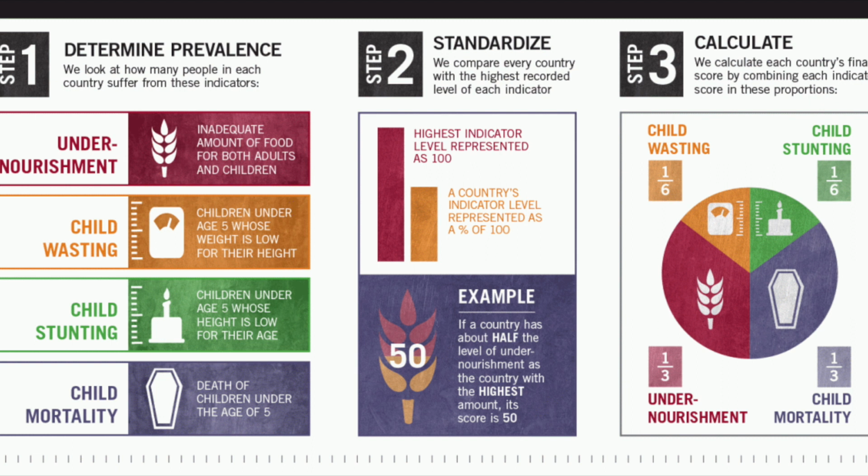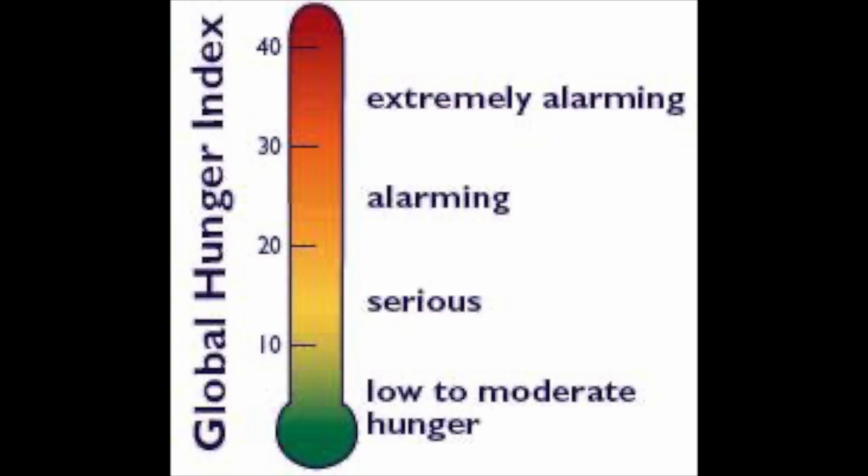Essentially, the data on undernourishment is collected by the UN Food and Agriculture Organization, FAO, while the wasting and stunting information is collected by UNICEF, WHO, World Bank, and demographic and health survey programs. The mortality numbers are taken from the United Nations Inter-agency Group for Child Mortality Estimation. Based on these values of the four indicators, the GHI determines hunger on a 100-point scale, where 0 is the best possible score and 100 is the worst. Each country's GHI score is classified by severity from low to extremely alarming.